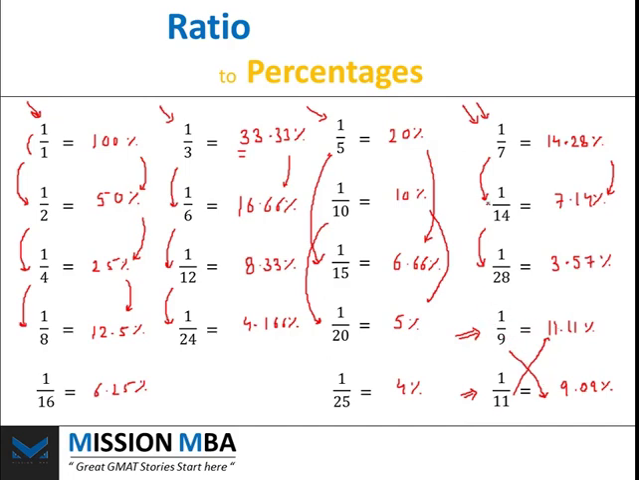So they occur in a pair. Remember this 1 by 7 for sure. 7 twos are 14, 14 twos are 28. If you know 1 by 7, you can know 1 by 14 and you can know 1 by 28 very easily. So guys, more or less I have covered every fraction from 1 by 1 to 1 by 30.